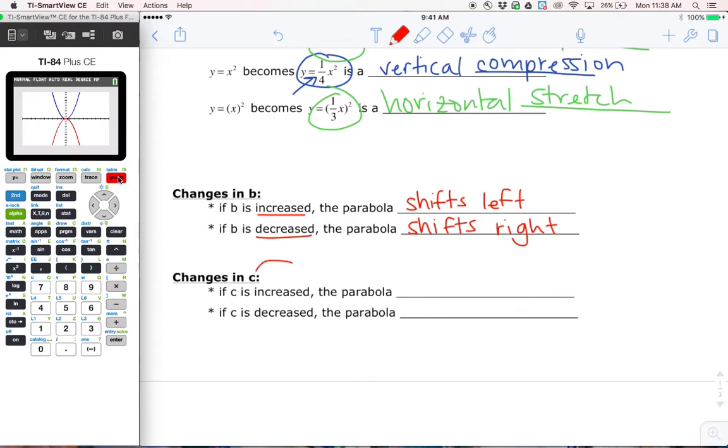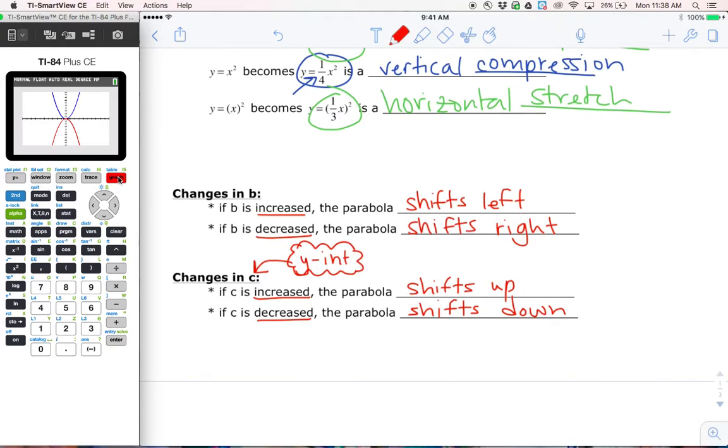Finally, changes in c. Well, c, I don't know if you guys noticed, but c is always the y-intercept. If you've got an equation in standard form, c is your y-intercept. So if we increase c, it's messing with the y. So if we make it bigger, it's shifting the graph up. If we decrease c, if we decrease the y-intercept, it shifts the graph down.